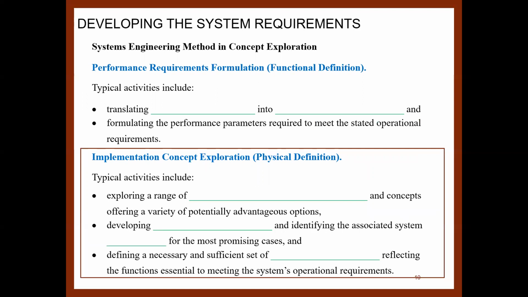After that, we focus on the performance requirements formulation, or the functional definition. Okay, so we stated the objectives. Now we are trying to build these functions that will allow the system to perform the objectives that were stated. So translating operational requirements into system and subsystem functions and formulating the performance parameters required to meet the stated operational requirements. Okay, so what are the parameters?